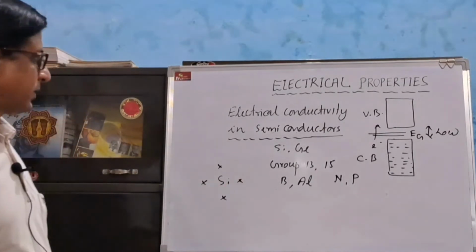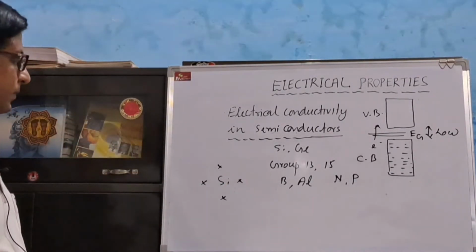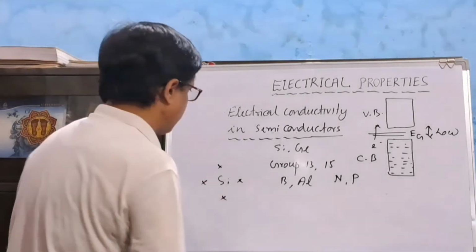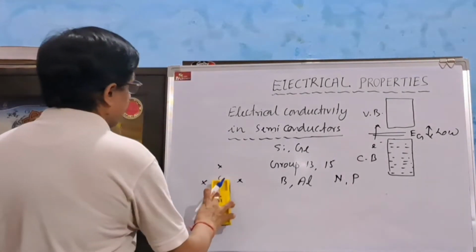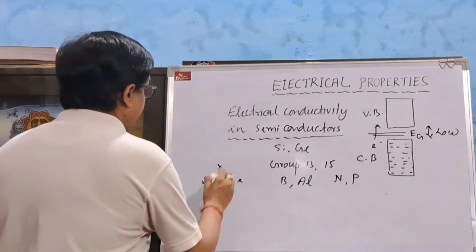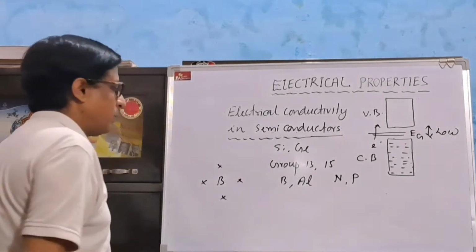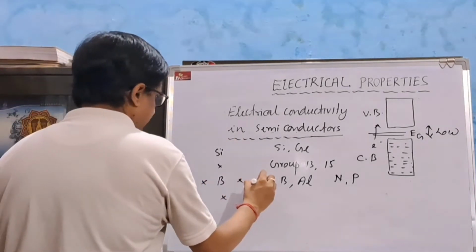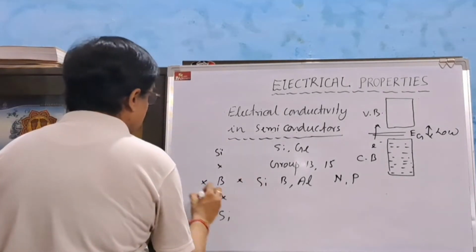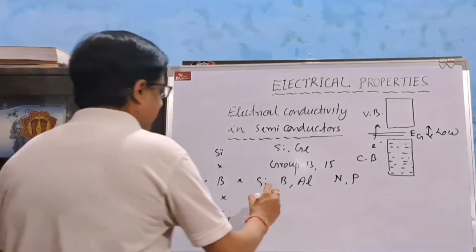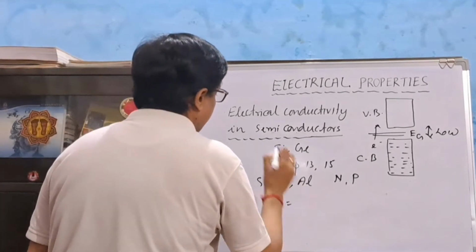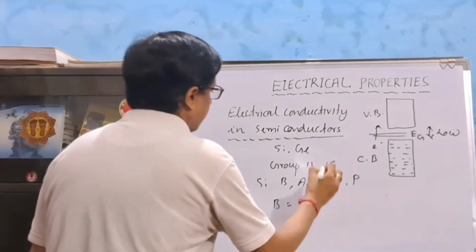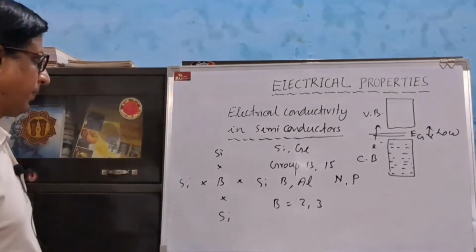And if we replace one silicon atom by a boron atom, here are the silicon atoms. In case of boron, the electronic configuration is 2, 3.